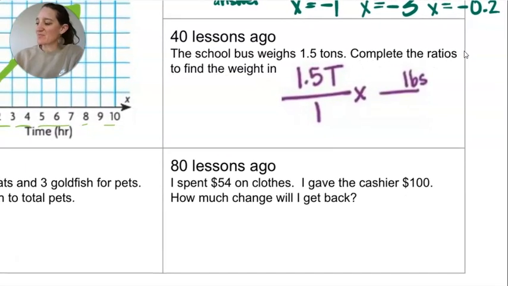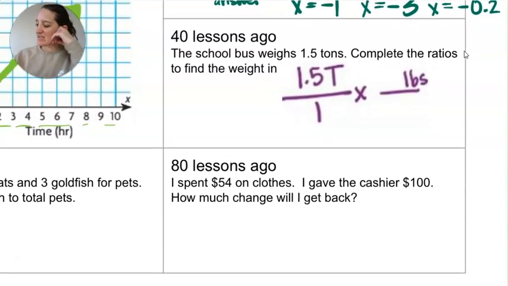The school bus weighs 1.5 tons. Complete the ratios to find the weight in pounds. Let me change that so you can see that part. Okay, do you remember setting it up like this where we did ratios? Here I've got tons, so I'm going to put tons down here. Those will end up canceling each other out, right? Leave me with just pounds.